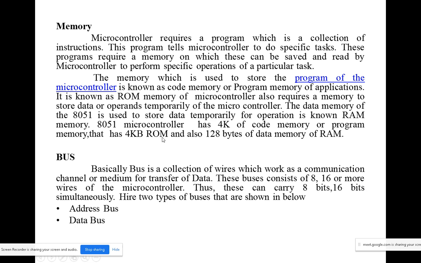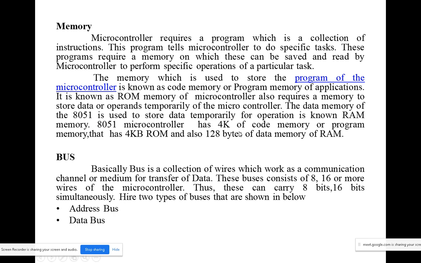The memory which is used to store the program of the microcontroller is called the program memory, otherwise code memory. It is known as the read-only memory of the microcontroller. So ROM is used for storing the program. RAM is used for storing the data. So the data memory of 8051 is used to store the data temporarily. That is nothing but RAM memory.